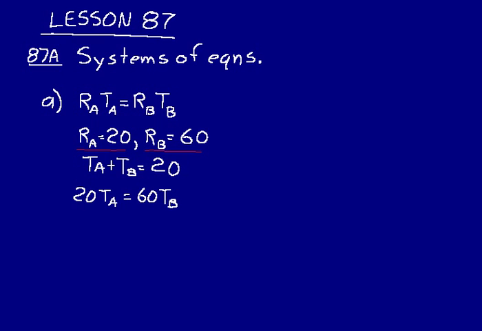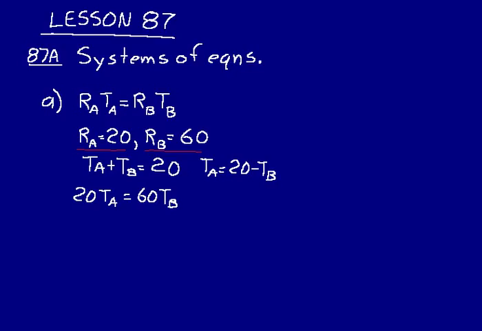Now we need to rearrange TA plus TB. We need to solve it for either TA or TB. Not solve it, but set it equal to TA or TB. And then we can substitute it into 20 TA equals 60 TB, and we'll end up with one equation and one unknown. It doesn't matter what we set it equal to. Let's just go ahead and set it equal to TA. So we'll have TA is equal to 20 minus TB, because we have to subtract TB from both sides.